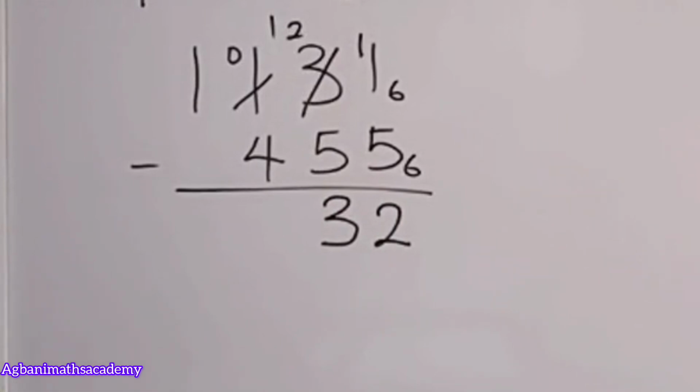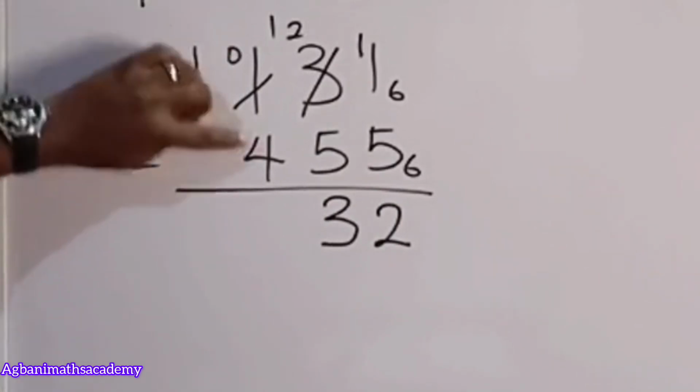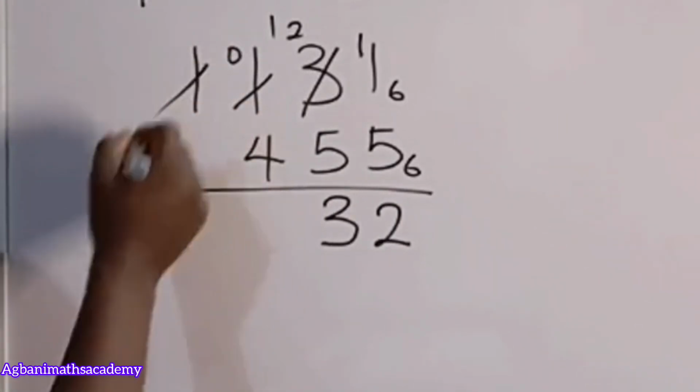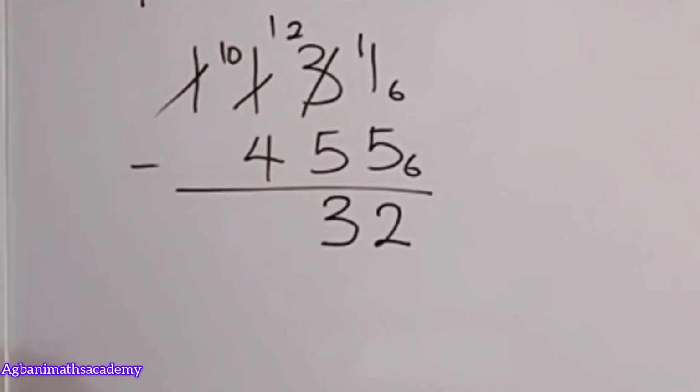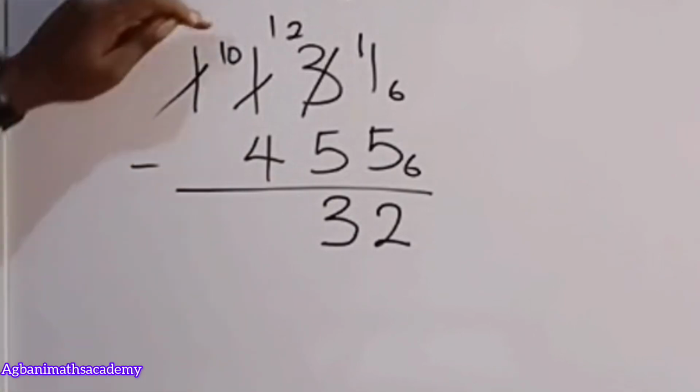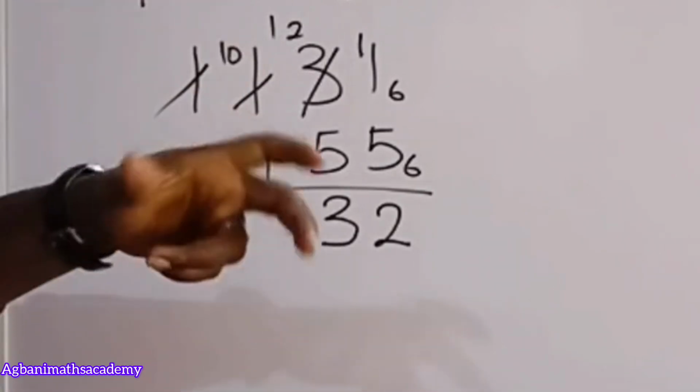Next, here we have 0. So 0 minus 4 is not possible. So take out this 1 and put it here. So we have 10 minus 4. But we cannot use 10. We have to convert it to the incorrect form.